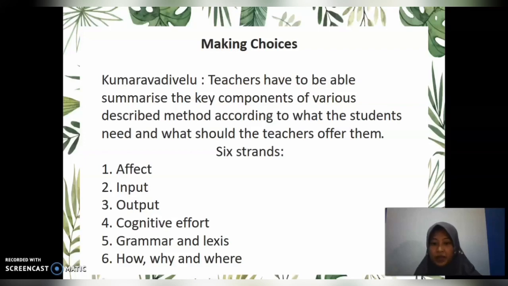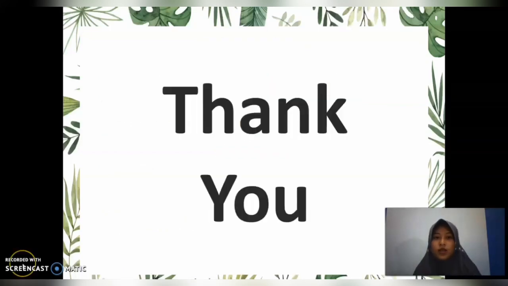For the last is how, why, and where. Why? It means we have reasons why we are teaching language. We know the aims of teaching language and what we want to achieve by teaching it. Next is where. With whom and in what context we are teaching language. And last is how. It means we need to adjust the features and techniques as we teach based on the situation we are in.